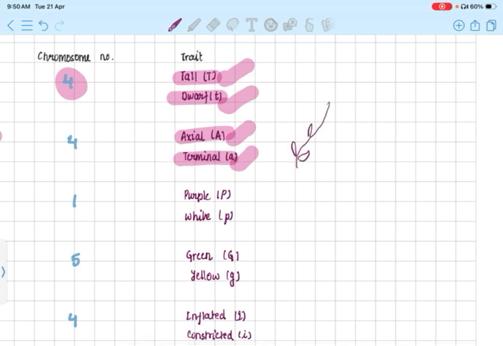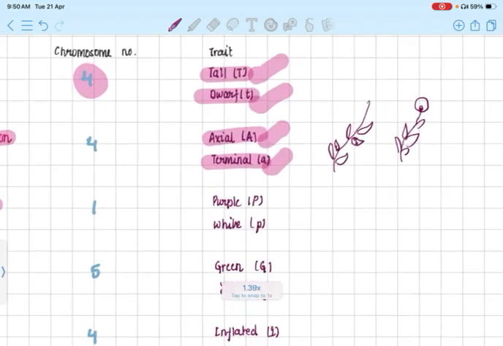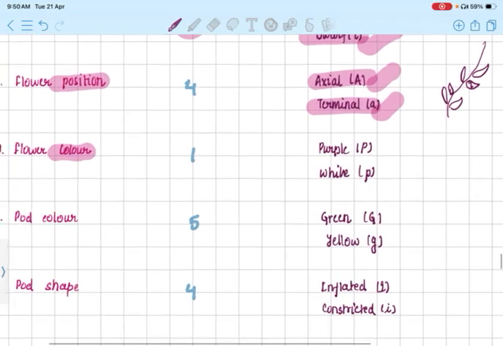Axial means the plant is growing, here is the leaf of the plant, and by the side of the leaf the flower appears. That is axial. Terminal means the plant is growing above, and here the plant is terminated by a flower. That is the terminal trait of the plant.